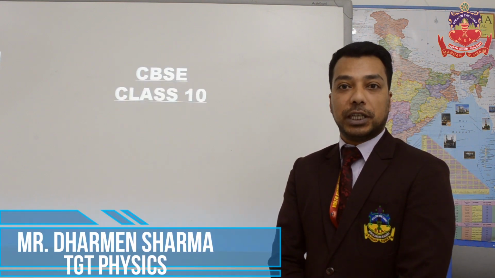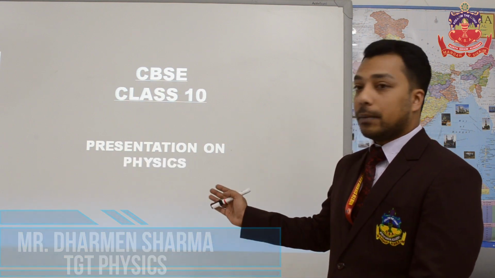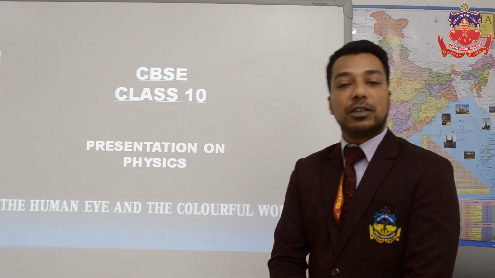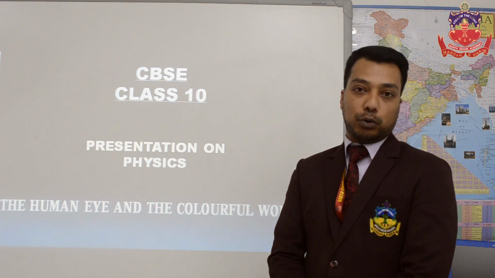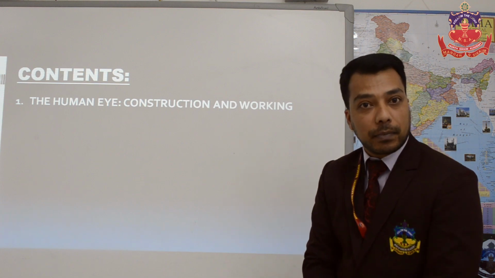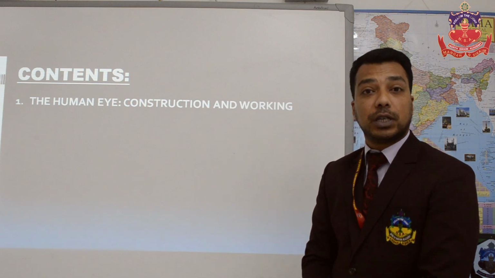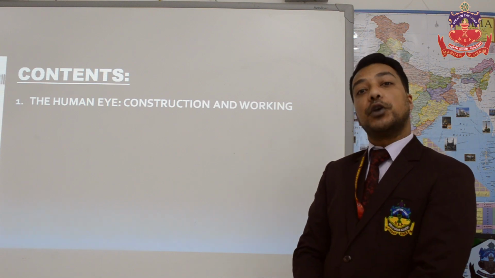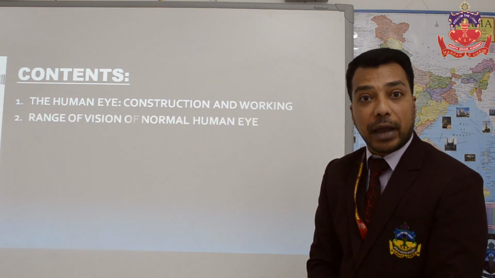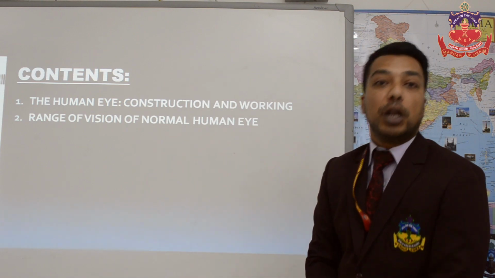The chapter for today's discussion is the human eye and the colorful world, and the topics for discussion are as follows. Number one we have is the human eye, that means its construction and its working. So in this topic we will study the working of the human eye. The second topic that we have to study in this chapter is the range of vision of the normal human eye.